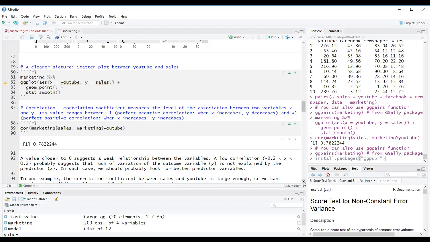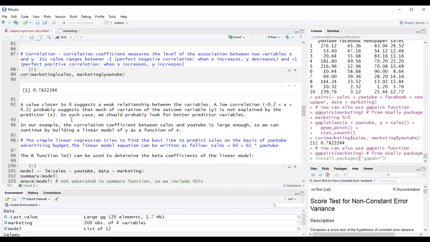Okay, then here are some explanations. A value close to 0 suggests a weak relationship or no relationship between the variables. And usually the benchmark is if it's between -0.2 and 0.2, it means that there's a weak to no relationship between the variables. In such a case, we should probably look for better predictor variables.